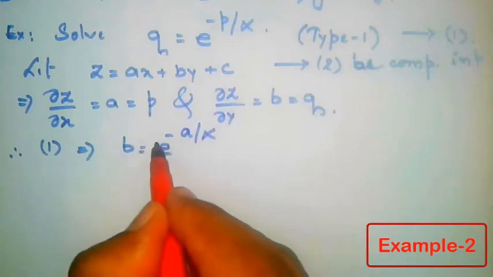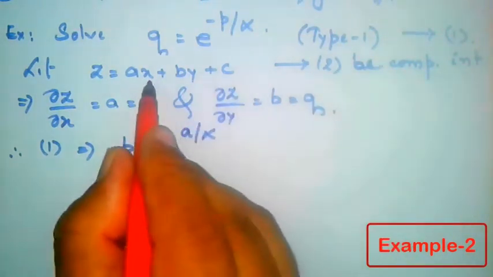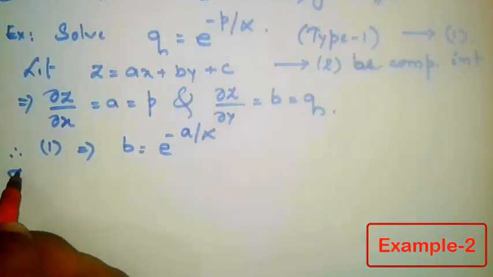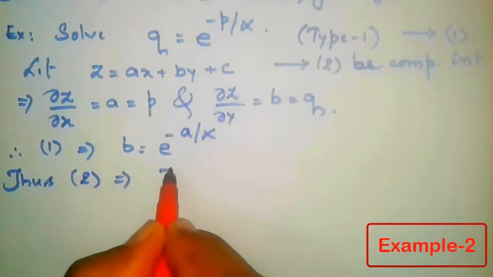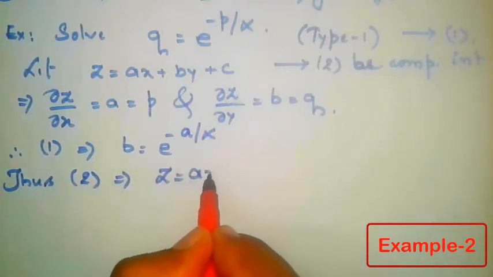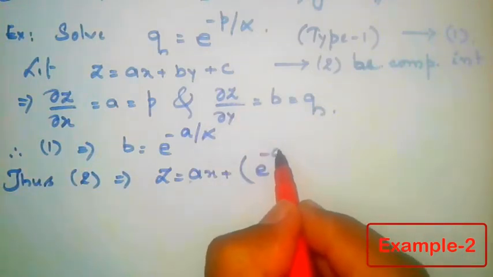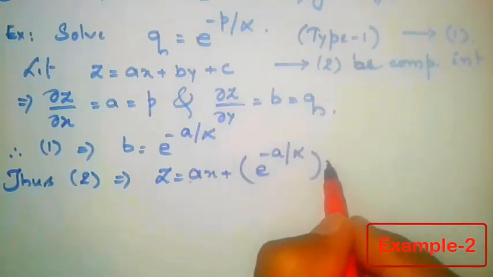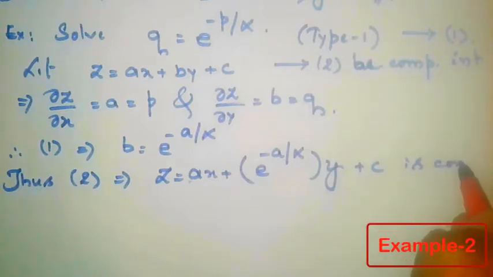So let us substitute this value which we have obtained here into the complete integral 2. Thus equation number 2 implies z equals ax plus by. b here is e to the power of minus a by alpha, so z equals ax plus e to the power of minus a by alpha into y plus c, which is the required complete integral. So this completes the solution.